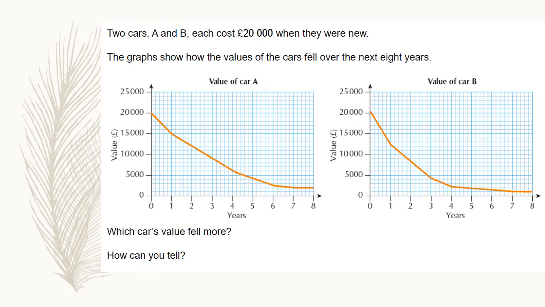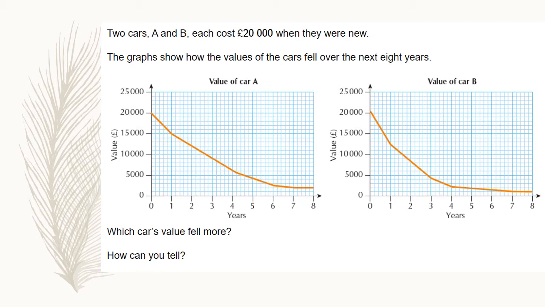Two cars, A and B, each cost £20,000 when they were new. The graphs show how the values of the cars fell over the next 8 years. Look at the two line graphs and then answer the first question: which car's value fell more? How can I know which car's value fell more?